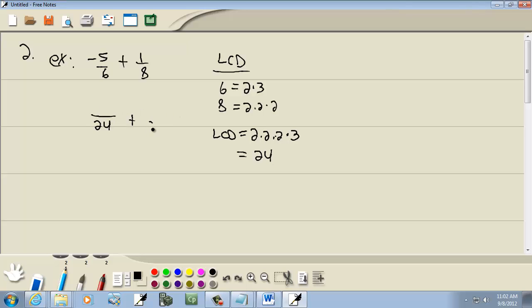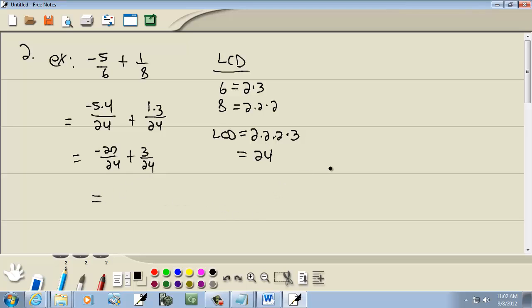So we're going to rewrite each fraction with that new denominator. Now you look at your old denominator and you ask, what did I multiply it by to get the new one? Here we had 6, we ended up with 24. So we multiplied the bottom part by 4. So we have to multiply the top part by 4. Now in our second fraction, we multiplied the denominator by 3. So we need to multiply the top part by 3. So that gives us negative 20 over 24 plus 3 over 24.